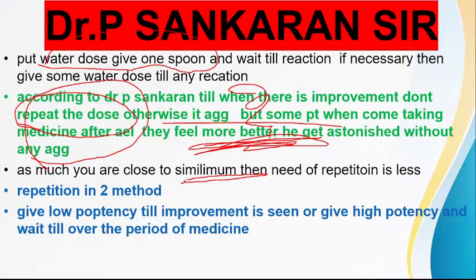Now repetition can be done by two methods. This is all the idea of Dr. Sankaran sir, nothing has been added. Either give a low potency until improvement, and when improvement starts, stop the medicine. Or give a high potency and keep the patient on placebo until there is a need for any change. If any change starts, that is favorable.